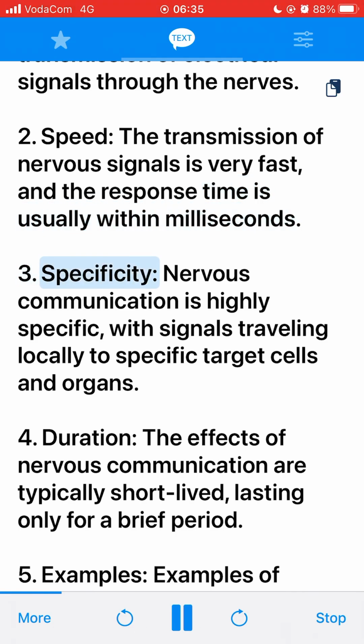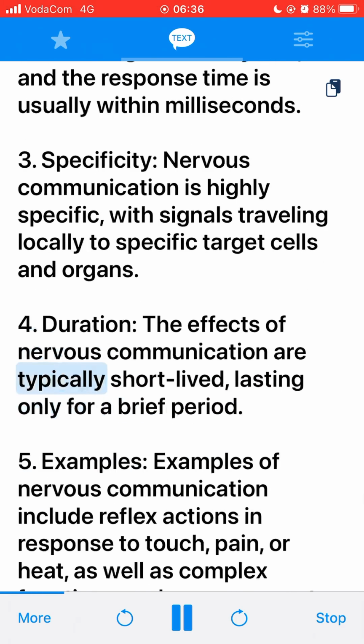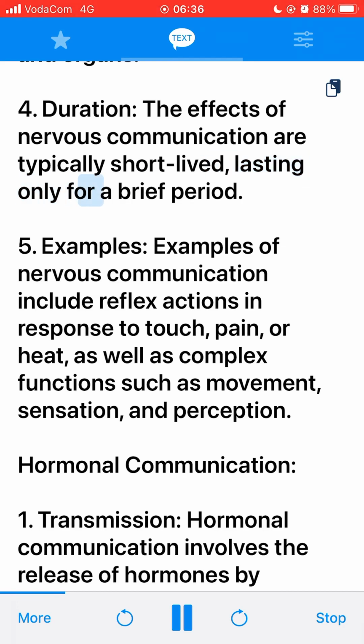3. Specificity. Nervous communication is highly specific, with signals traveling locally to specific target cells and organs. 4. Duration. The effects of nervous communication are typically short-lived, lasting only for a brief period. 5. Examples. Examples of nervous communication include reflex actions in response to touch, pain, or heat, as well as complex functions such as movement, sensation, and perception.